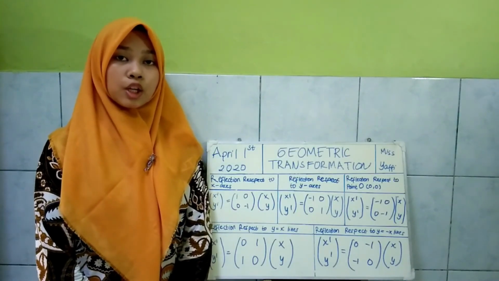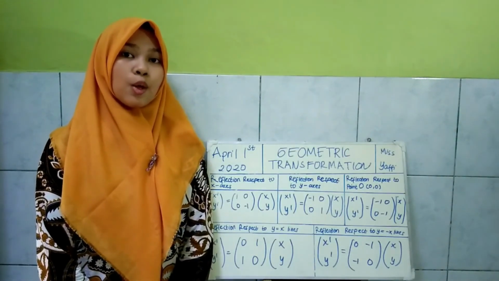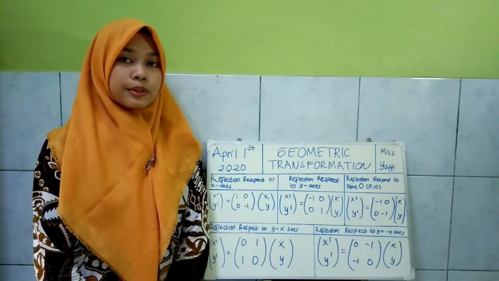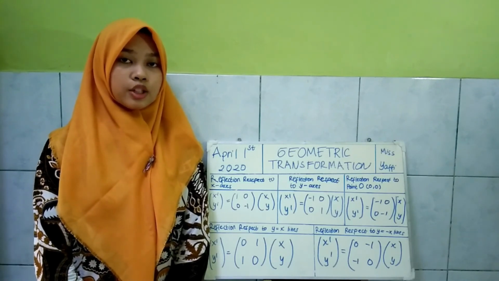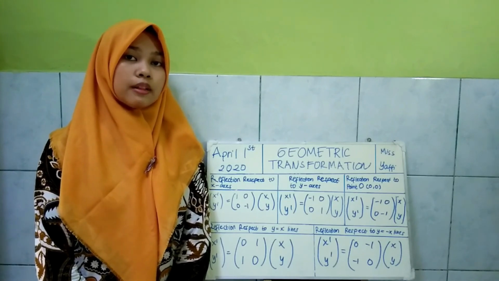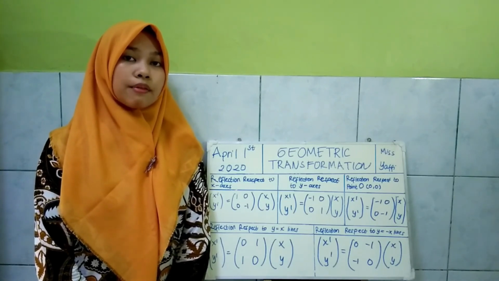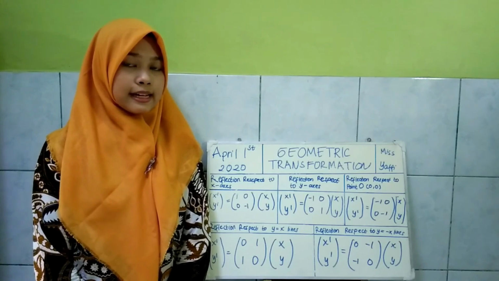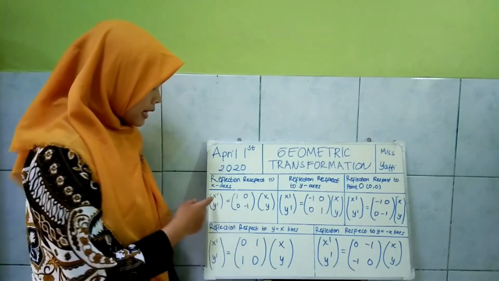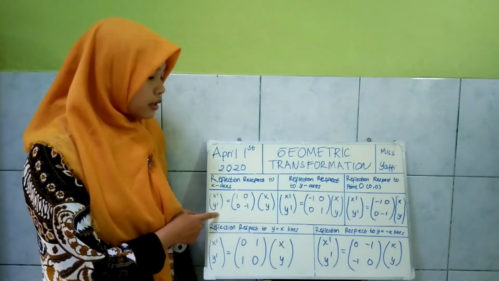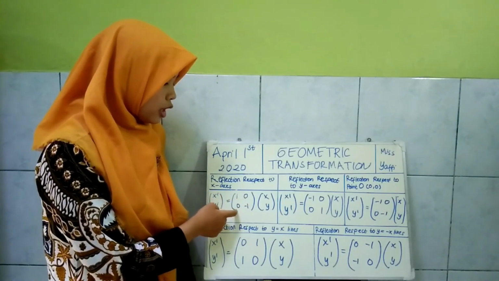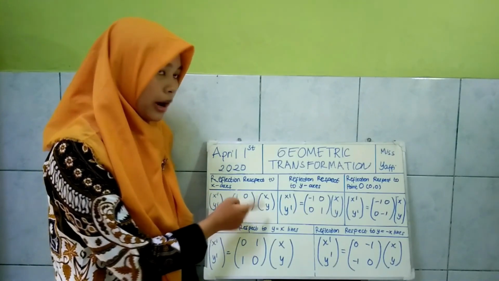Have all of you done the quiz? Yes, ma'am. Okay, today we already studied geometric transformation, especially the relations between reflections and their matrices. If we have a point, for example Z with coordinates (x, y), and we reflect that point with respect to the x-axis, then the coordinates of Z' are (x, -y), as the result of the multiplication of matrix (1, 0, 0, -1) and (x, y).